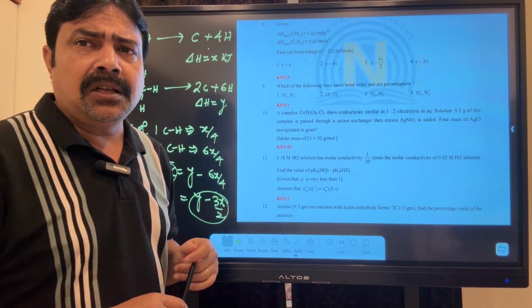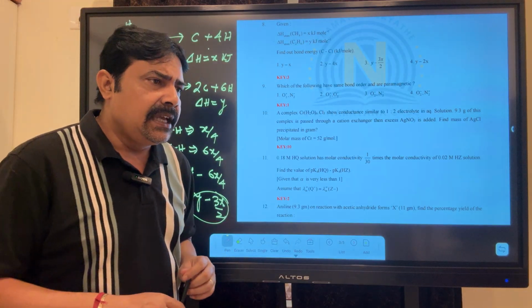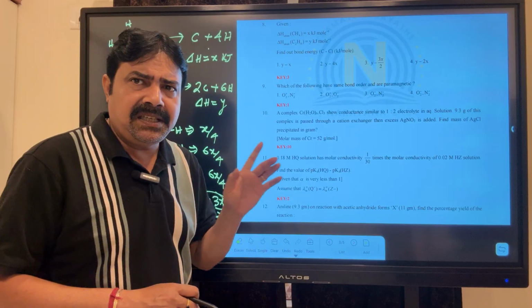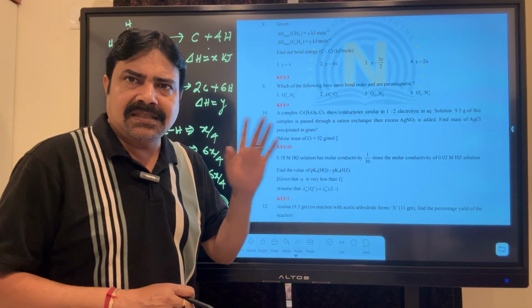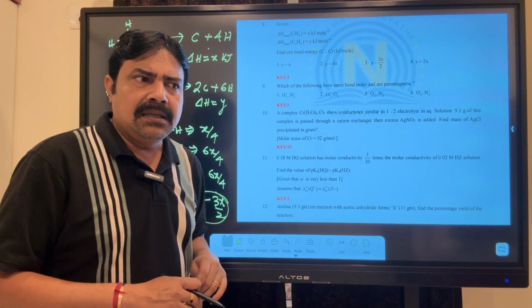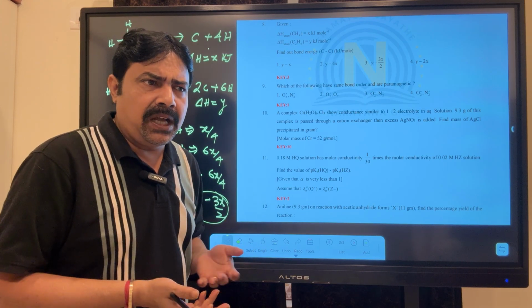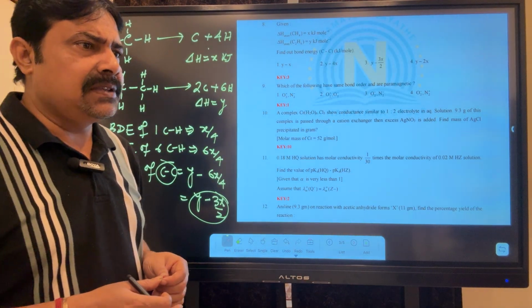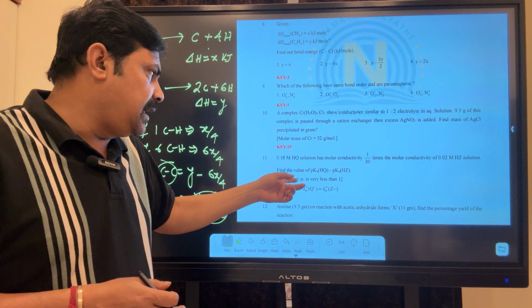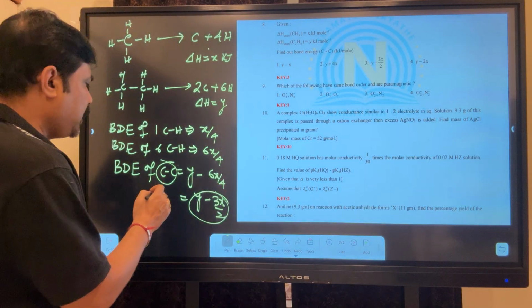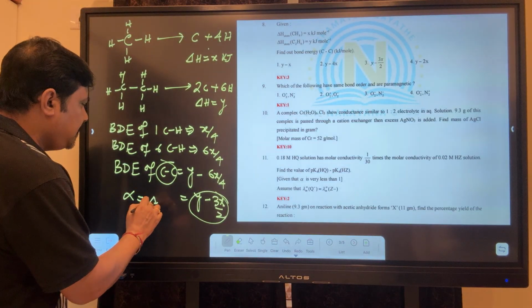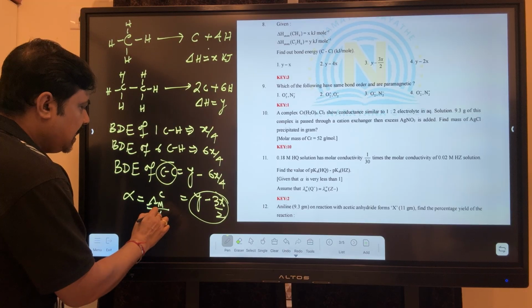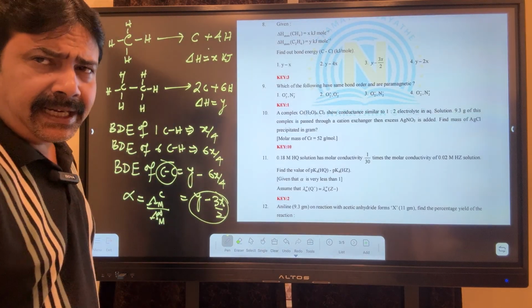Then K will be equal to, you know very well how to find out K, C alpha into C alpha divided by C into 1 minus alpha. C is cancelled, you will get C alpha square by 1 minus alpha. Here, alpha equals the molar conductivity at a particular concentration divided by the molar conductivity at infinite dilution. Now in both cases the molar conductivity at infinite dilution will be the same.